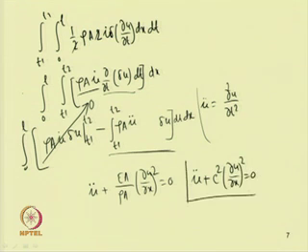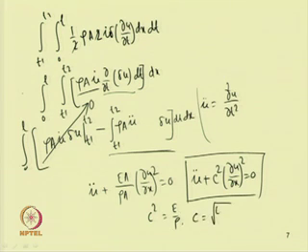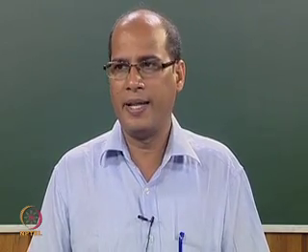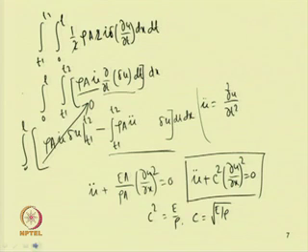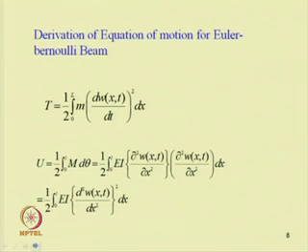where c square equal to E by rho, or c equal to root over E by rho. So, this is the equation for a longitudinal vibration of a beam when we have taken a linear system. We have not considered any nonlinearity in this, but the method shows how one can derive the equation of motion by using Hamilton principle. Similarly, one can derive the equation of motion for a Euler-Bernoulli beam.